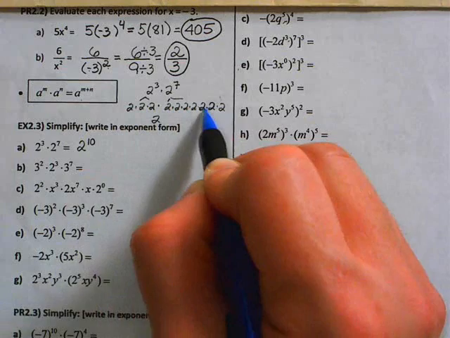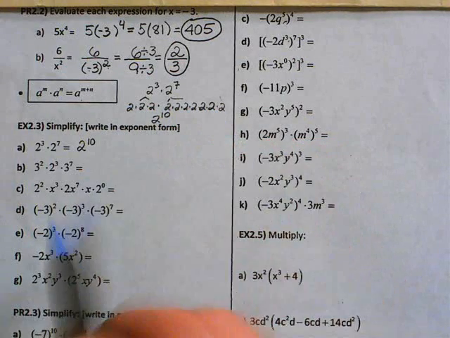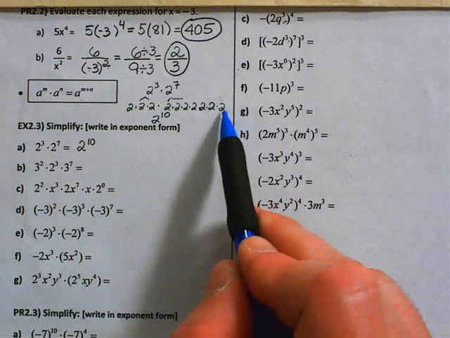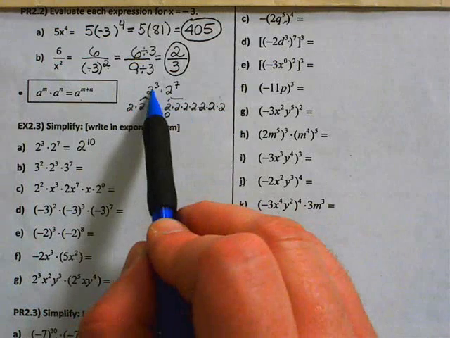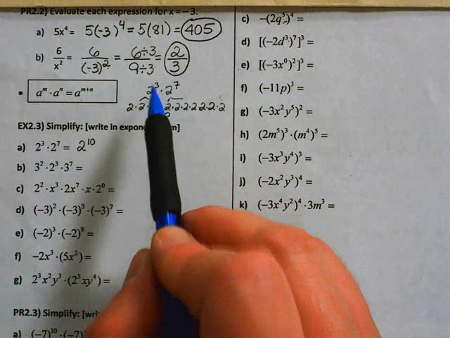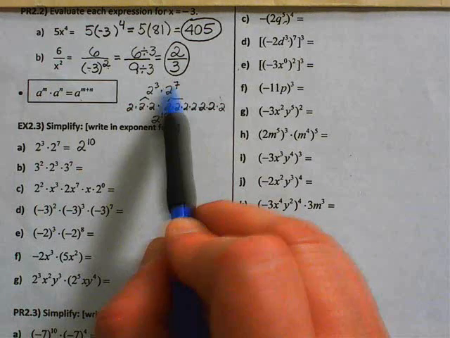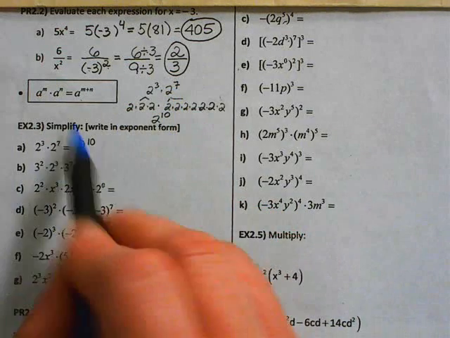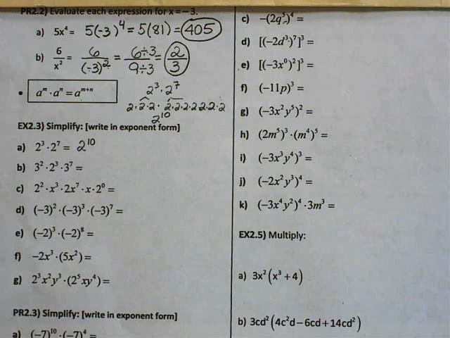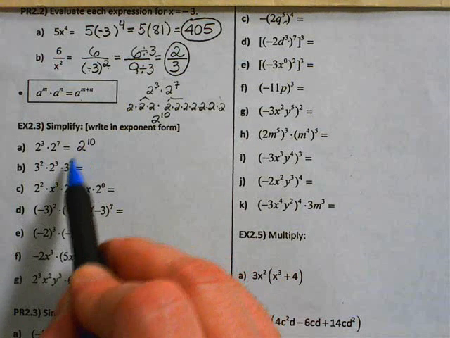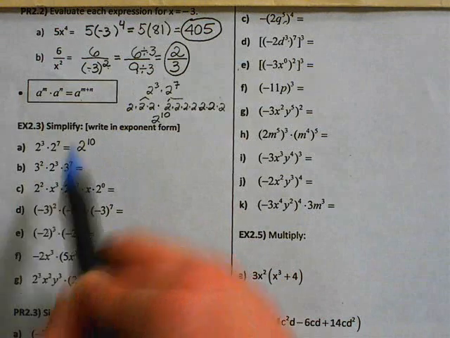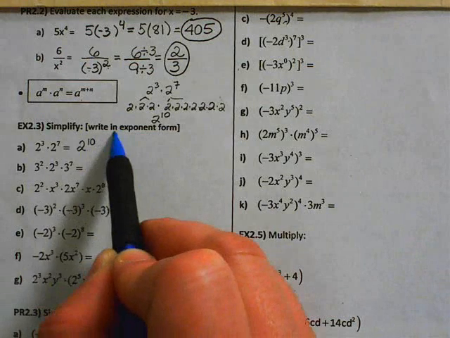So in other words, instead of writing all those out and counting, mathematicians saw that I can take a shortcut and just add these numbers. So 3 plus 7 is 10. So that's how they came up with this rule. Okay? So let's go ahead and do the next problem. And by the way, we can leave the answer like this because the problem told us to write in exponent form. Okay?